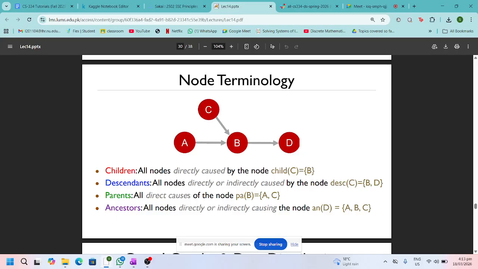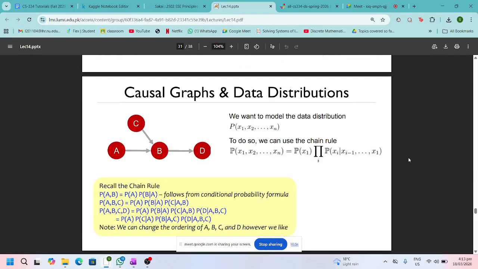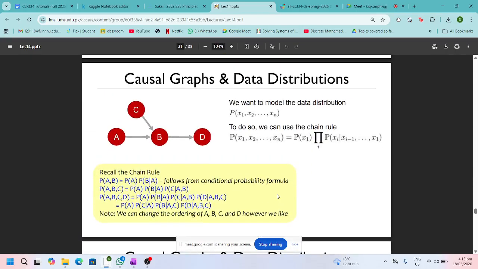Ancestors are nodes that are direct or indirect causes of a given node. So D के ancestor set के अंदर you have A, C and B, all three of them, because A and C are indirect causes of D and B is a direct cause of D. With that terminology, we're gonna move on.